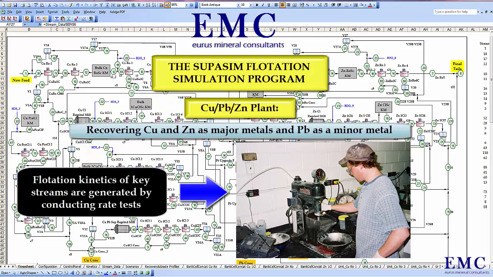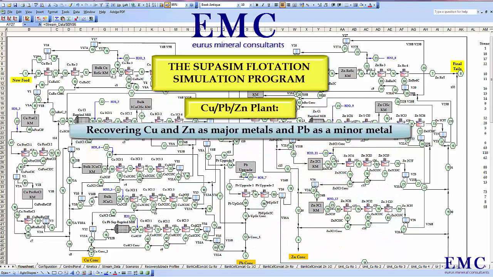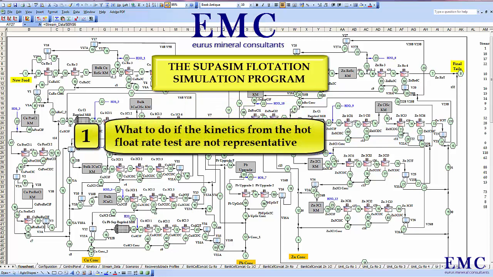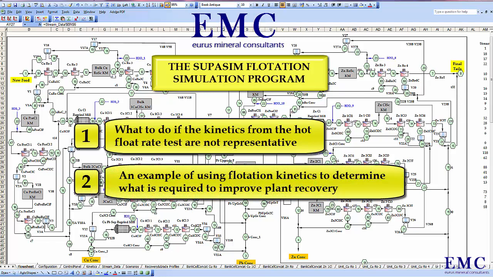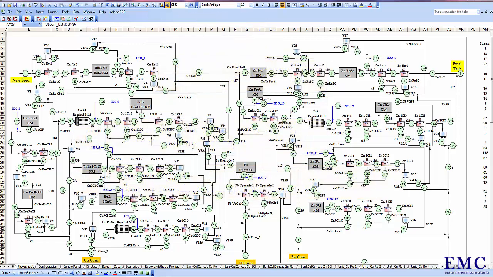A grab sample may or may not be representative, and if not, the flotation kinetics it generates will not be a true reflection of the stream's flotation characteristics. If this happens and you cannot repeat the test, what do you do? This video addresses this particular issue and also provides an example of how to use flotation kinetics to determine what is required to improve plant recovery.